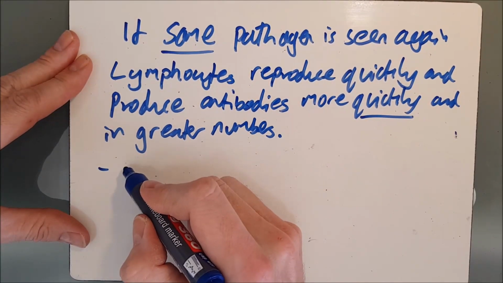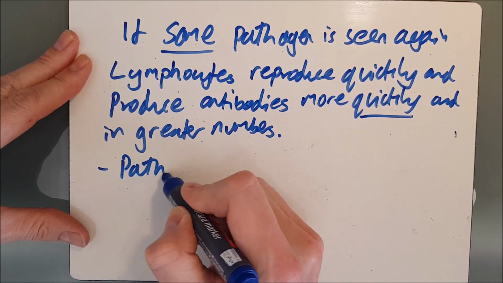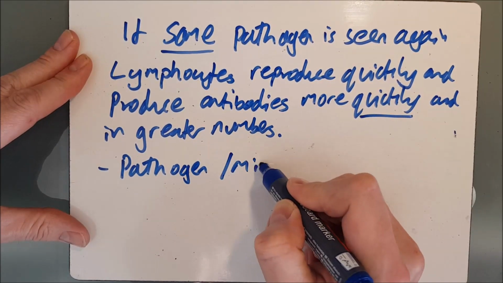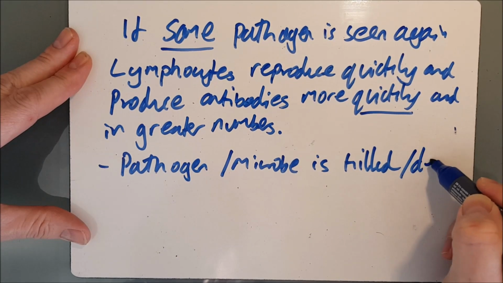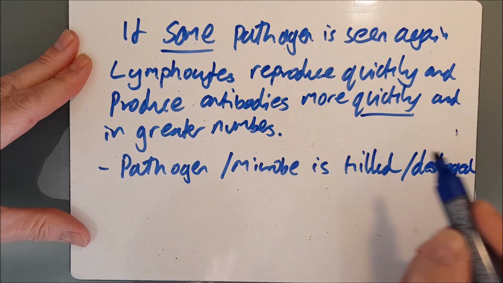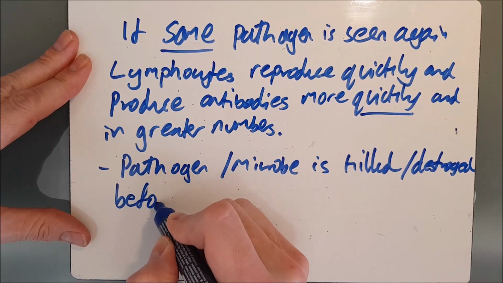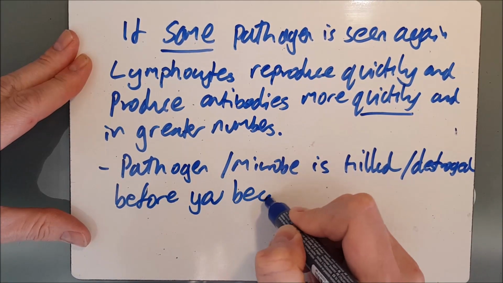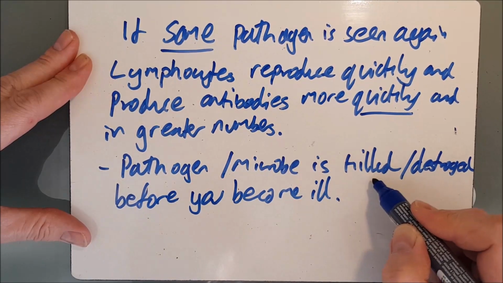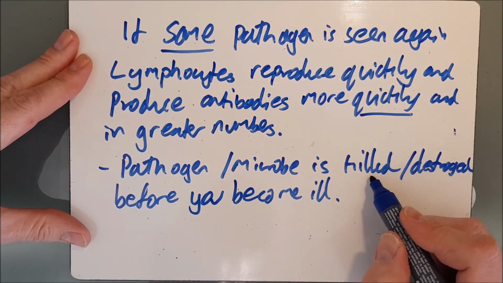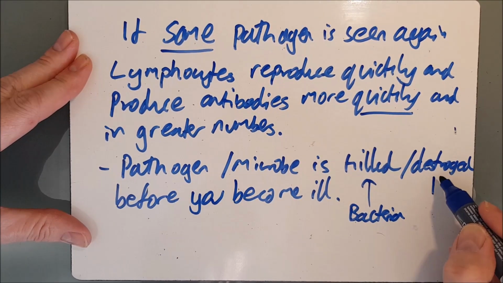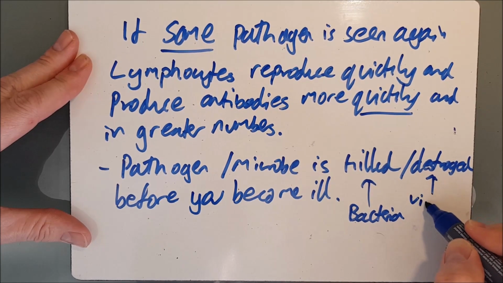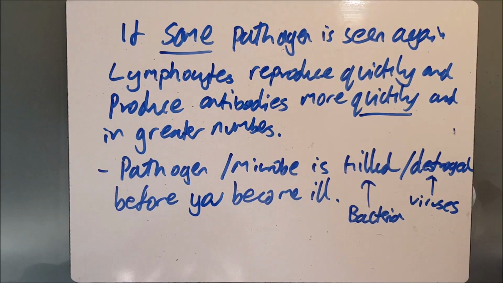And the consequence is the pathogen or the microbe is killed or destroyed before you can become ill. The reason I've got killed or destroyed here is because bacteria are killed, but viruses aren't alive, so they are destroyed. So depending on the context of your question, it might affect which word you want to use there.